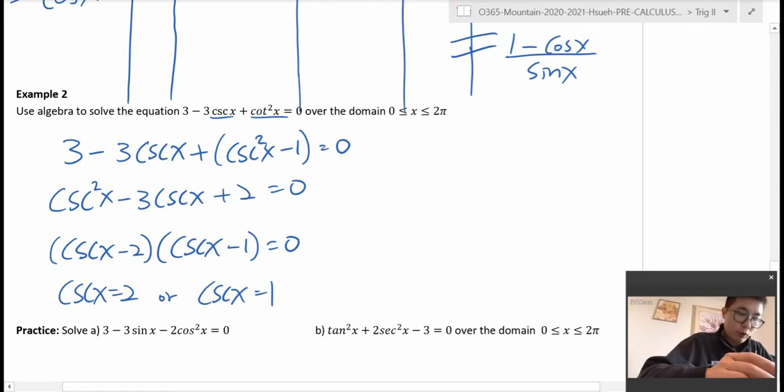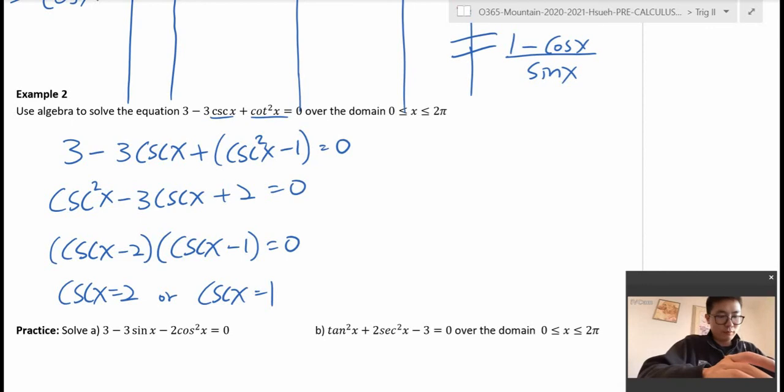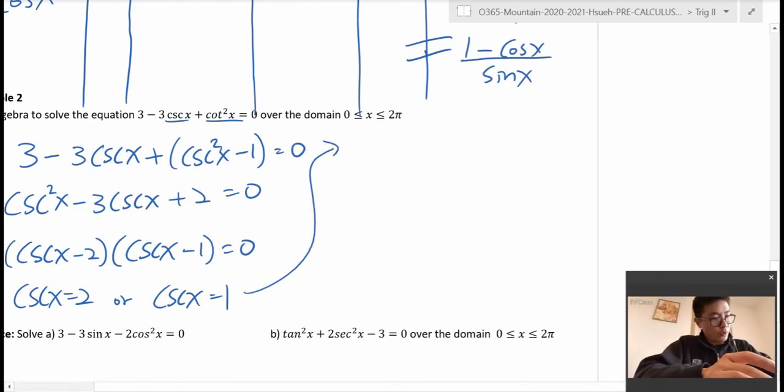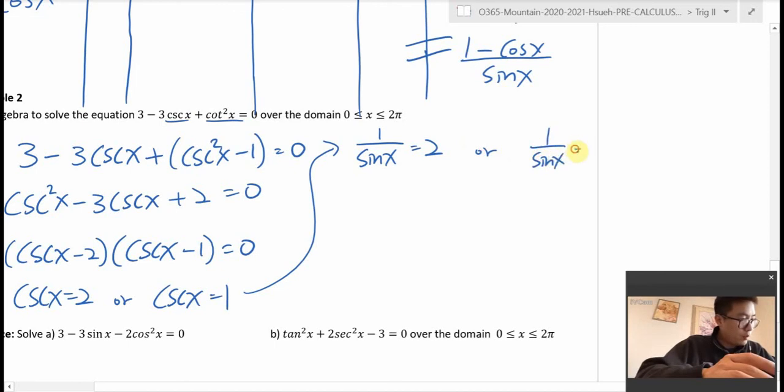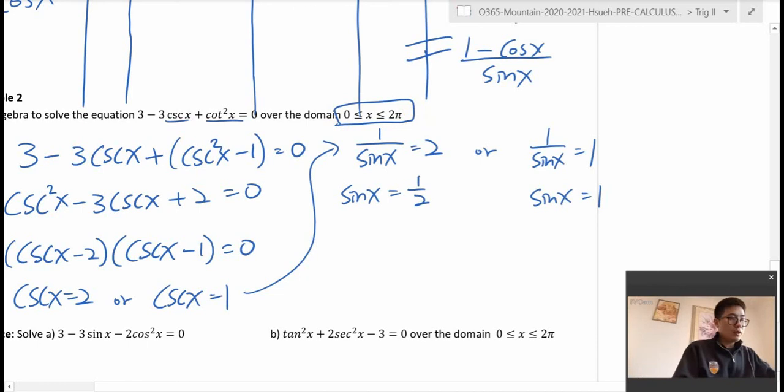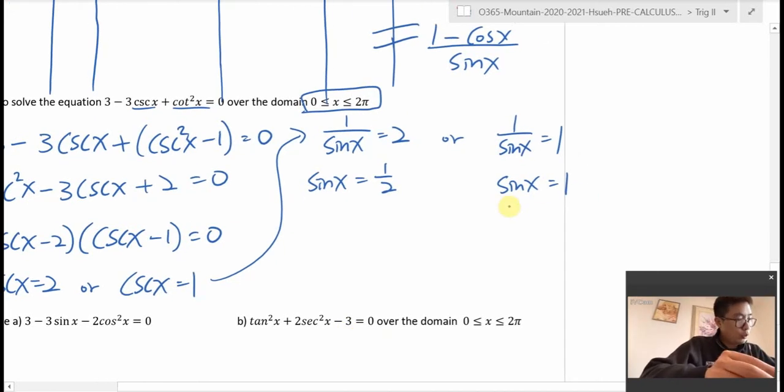Now from here, I'm going to rewrite cosecant in terms of sine, because solving cosecant trig equations is kind of difficult. Cosecant is 1 over sine. So I can rewrite this as 1 over sine x equals 2, or 1 over sine x equals 1. After some manipulation, you get sine x equals 1/2, or sine x equals 1. Now, here's the domain between 0 and 2 pi. These are both special angles. For sine x equals 1, this only happens at pi over 2. It does not happen anywhere else, just pi over 2.